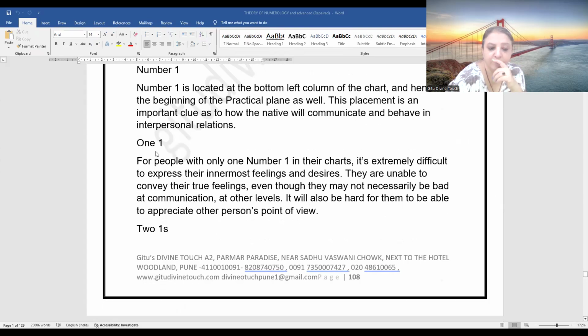Now, if only one 1 is there, suppose somebody's date of birth is 7th August 1974, so only one 1 is there. For that person, you will write in the report: for people with only one number 1 in their chart, it's extremely difficult to express their innermost feelings and desires. They are unable to convey their true feelings, even though they may not necessarily be bad at communication at other levels. It will be hard for them to appreciate another person's point of view.